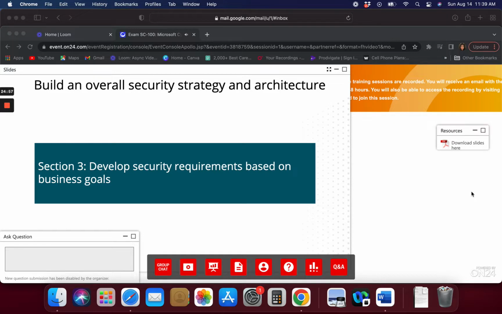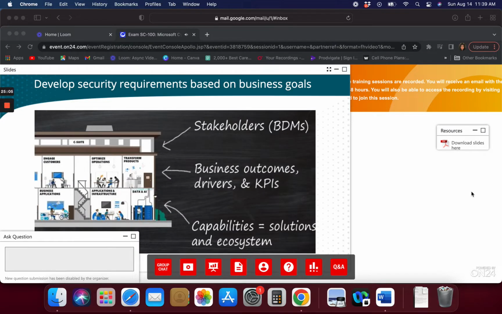Let's now see how to develop security requirements based on business goals. As a cybersecurity architect, you are translating the business goals. The most successful cloud transformation journeys start with business goals, and cloud adoption can be a costly and time-consuming effort. So you need to get the right level of support from stakeholders. You are not the only one in the organization. You need support from other areas of the business to succeed here.